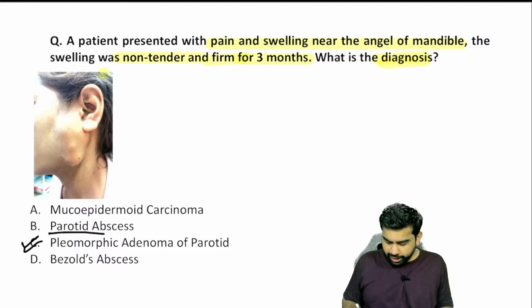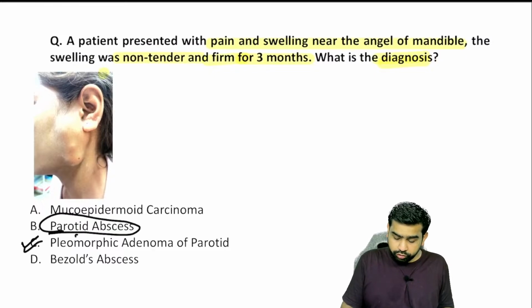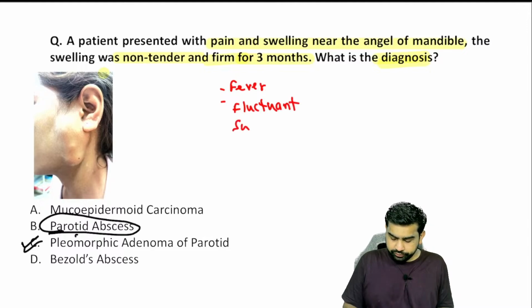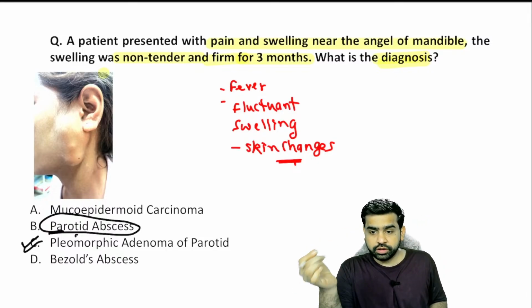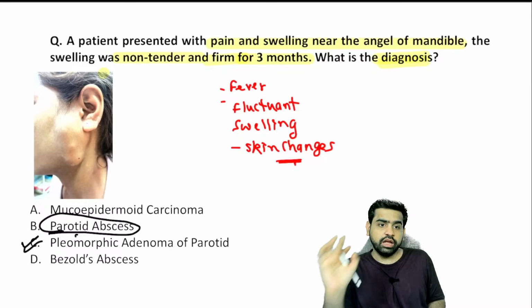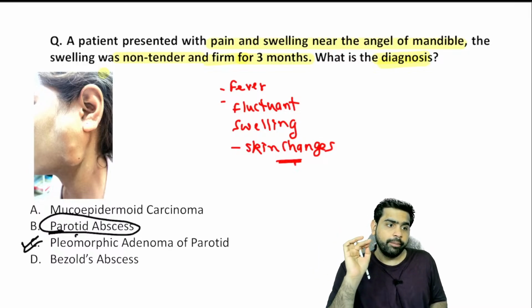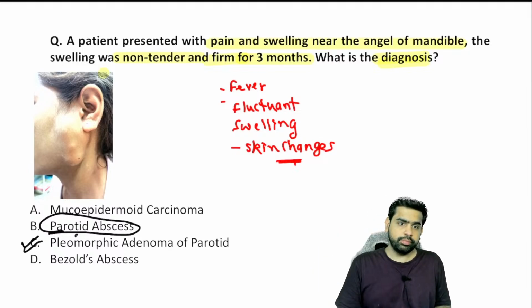Please look at this. Many students confuse it with the parotid abscess. If they wanted you to mark it as a parotid abscess, they would have given you that there is a fever, a fluctuant swelling, and probably skin changes. Skin changes basically means the skin has become thin, there is erythema, there is redness of the skin. All those things they would have given you if they wanted you to mark it as a parotid abscess. So here the answer is pleomorphic adenoma.